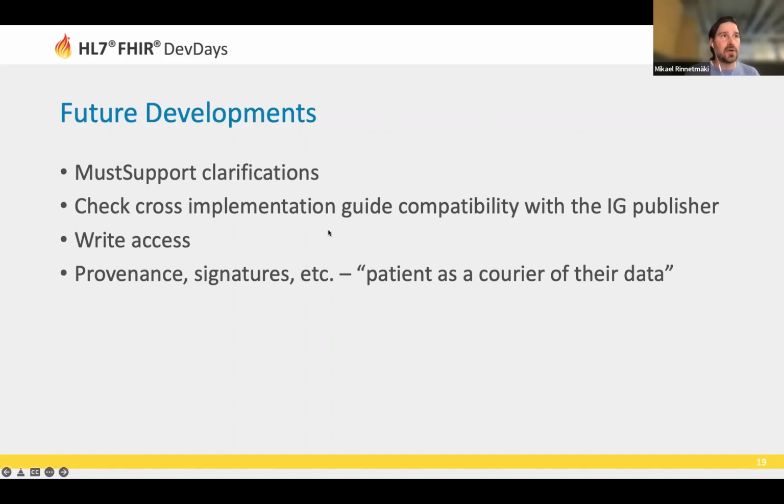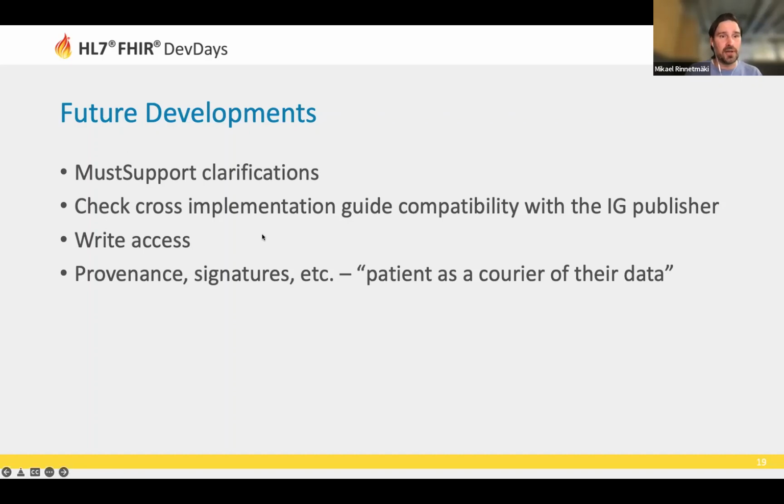And then some possibilities to check cross-implementation guide compatibility with the IG Publisher. So if you are developing a country-specific profile and you say that it should build on top of IPA, either instantiate or import IPA, then the IG Publisher could automatically do the checks for you on whether it actually does some of that. And as Graham mentioned in his talk, you still probably have some reading to do, and it can't all be done fully automated.